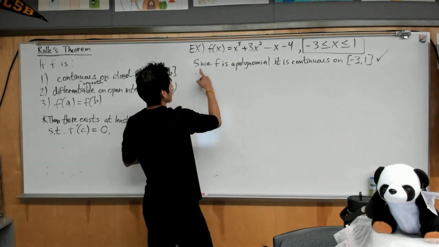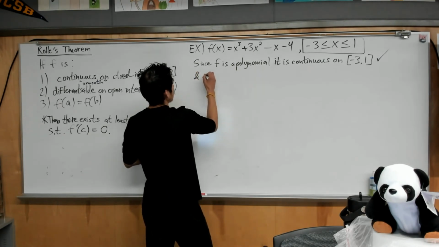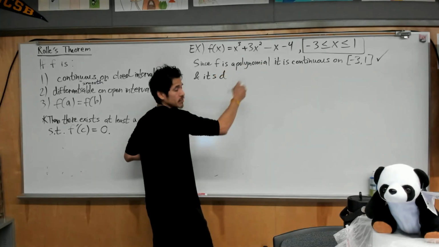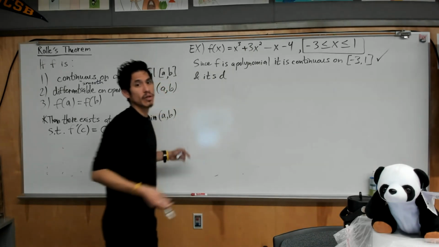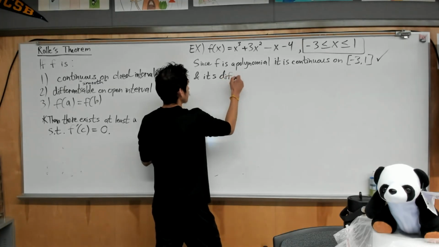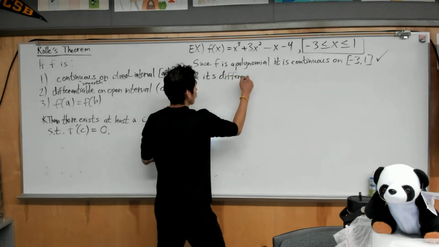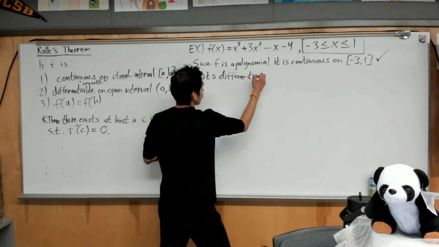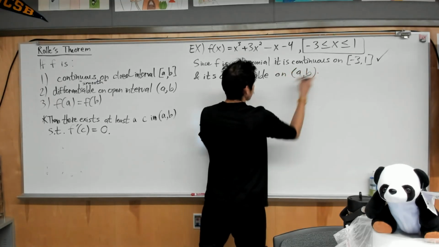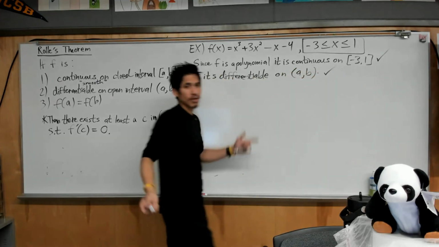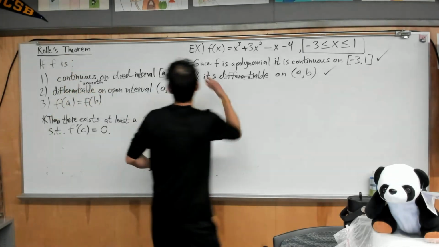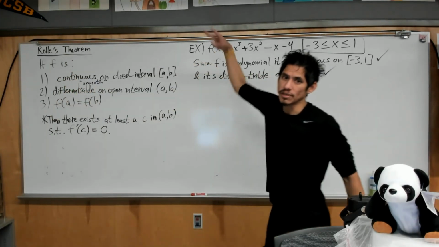And then also just add, and it's differentiable because it's a polynomial. If it's a polynomial, we can say that it's continuous and differentiable. Differentiable on the open interval AB. I recommend that kind of shorthand because it shows two clear conditions that are being checked.